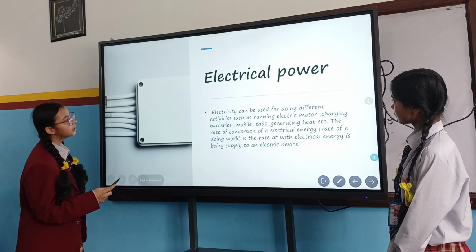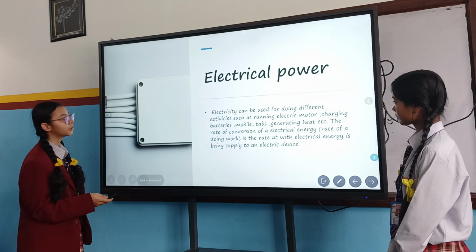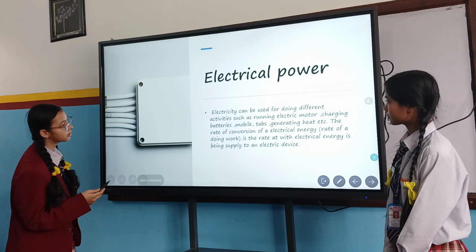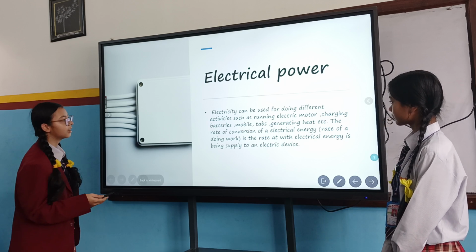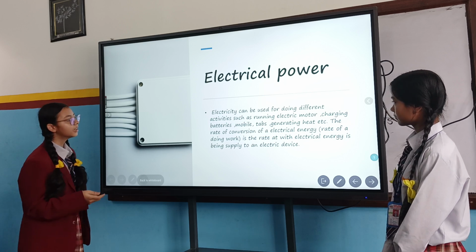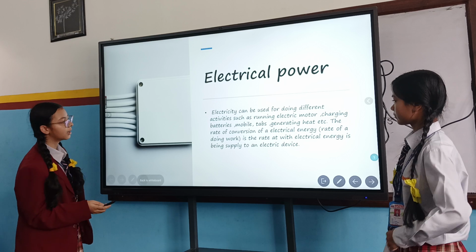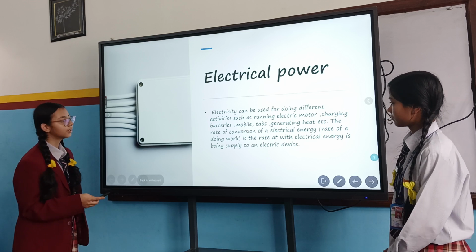Electrical power. Electricity can be used for doing different activities such as running electric motors, charging batteries, mobiles, generating heat, etc. The rate of doing work is the rate at which electrical energy is being supplied to an electric device.